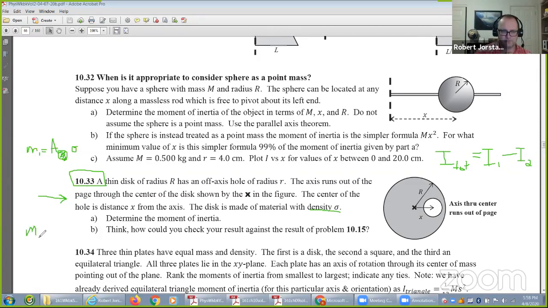Mass 2 is going to be the area of the hole times the density. And then it's basically, you've got this piece and this piece, you look these up in the table, you plug in the mass, you know the radius, it's bing, bang, bang, done. So that's enough on that.